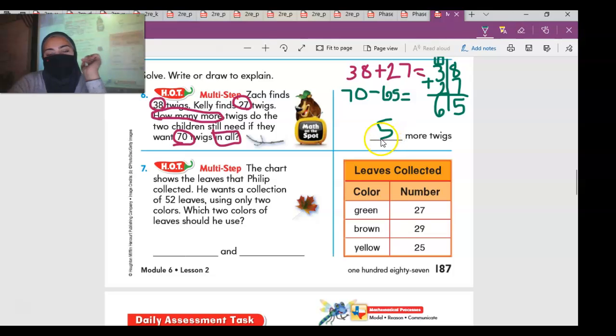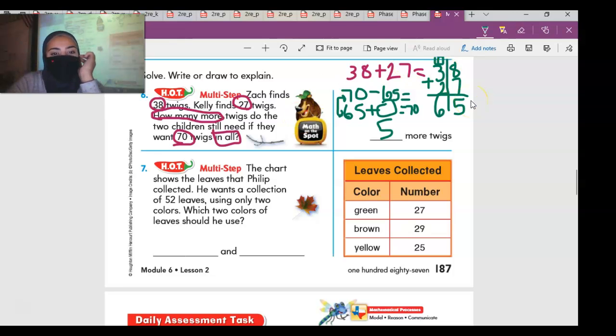And I know that because if I say 65 plus what is 70, this problem is the same as this problem, guys. They are the same problems. So 5 more twigs. All right, let's move on.